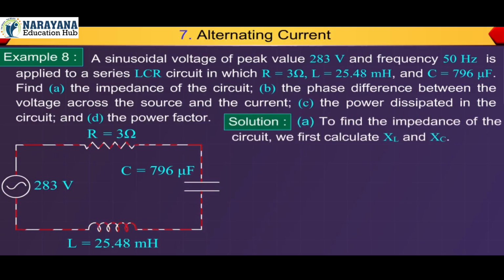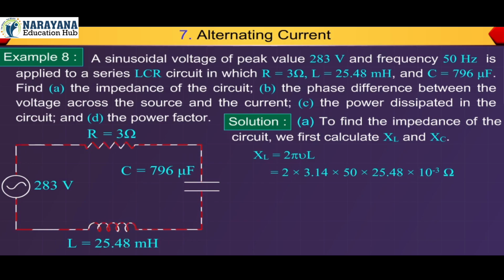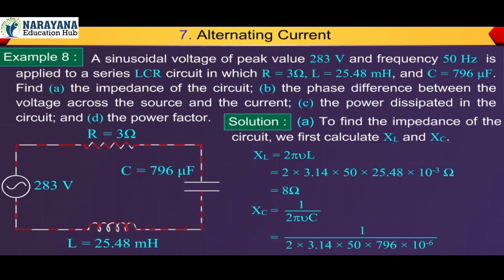Solution A. To find the impedance of the circuit, we first calculate XL and XC. XL is equal to 2 pi nu L is equal to 2 into 3.14 into 50 into 25.48 into 10 raised to minus 3 ohm is equal to 8 ohm. XC is equal to 1 upon 2 pi nu C is equal to 1 upon 2 into 3.14 into 50 into 796 into 10 raised to minus 6 is equal to 4 ohm.